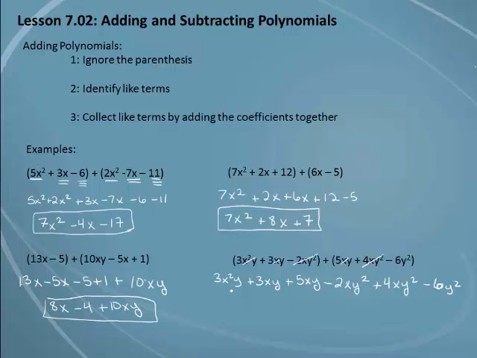Okay, again, there was no other x squared y's. So that's a 3. 3 and 5 is 8. Negative 2 and 4 is positive 2. And then there were no other 6y or y squared, so minus 6y squared.